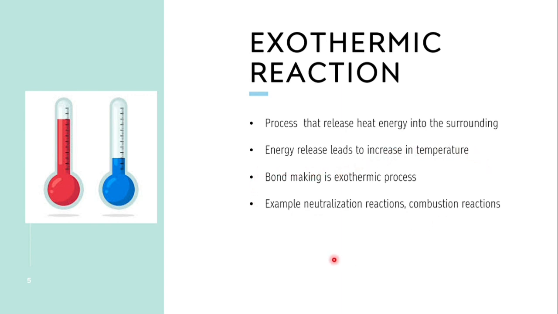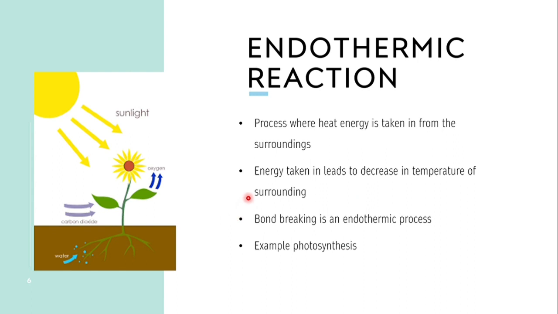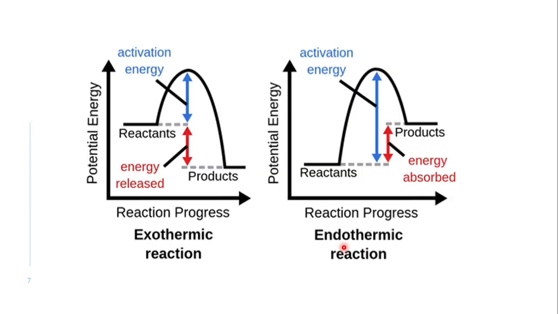Energy is released, and the temperature of the surroundings increases. When new bonds are formed, energy is always released. In any reaction where heat is taken in, it is known as an endothermic reaction, for example photosynthesis, where energy or sunlight is taken in by plants to make their food. The temperature of the surroundings decreases when heat is taken in. Bond breaking is an endothermic process, as bonds have a strong force of attraction between them. To break them apart, heat is required.